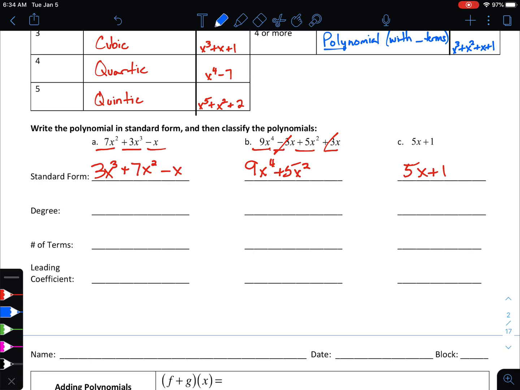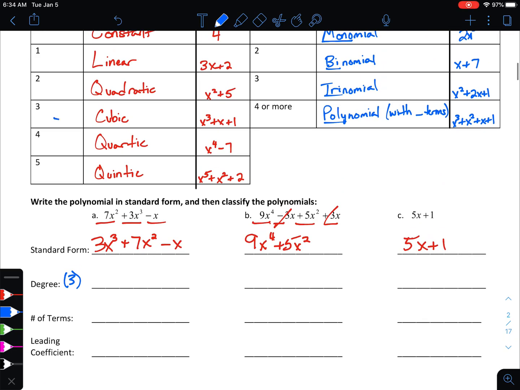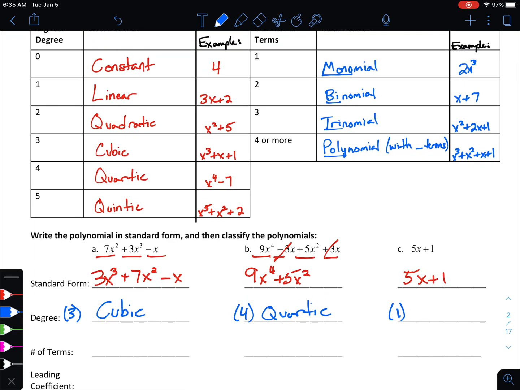All right, let's next name these by their degree. So our highest exponent in standard form, for example A, is a 3. And so if it's got a degree of 3, that's going to make this a cubic polynomial. Next, for example B, notice that our highest exponent is a 4. So that's going to be a quartic polynomial. Finally, for example C, we've just got our highest exponent as a 1. That's going to be a linear polynomial.